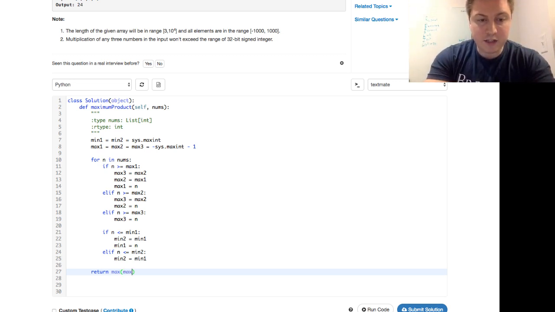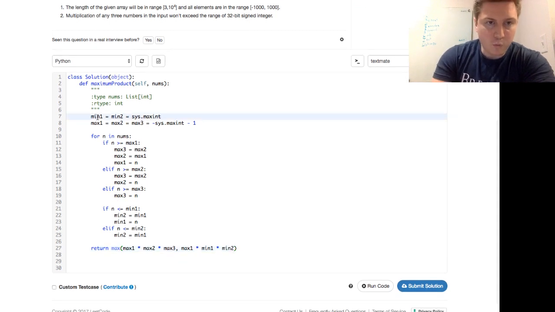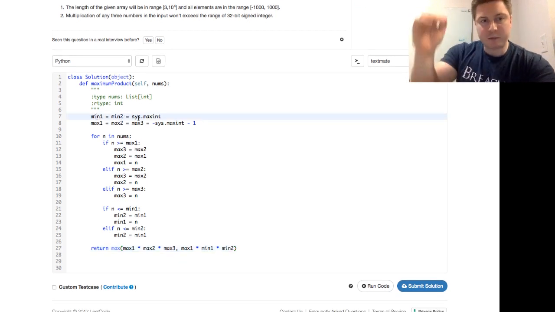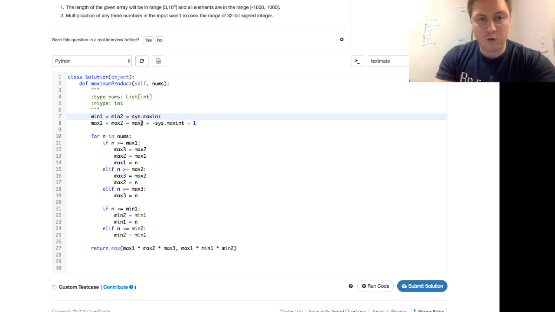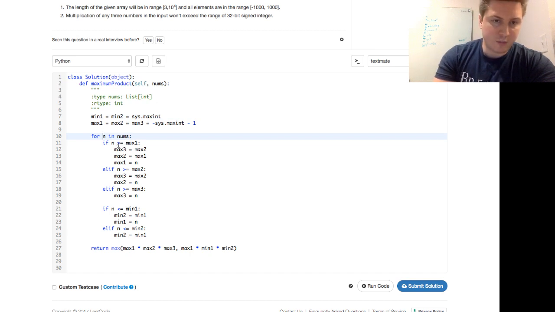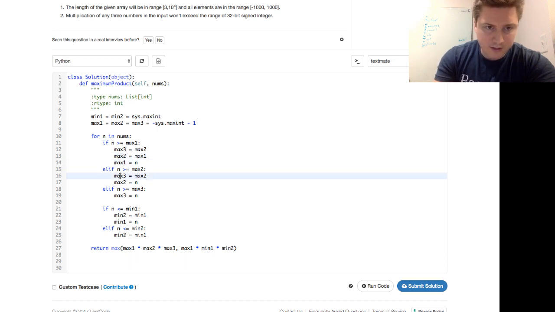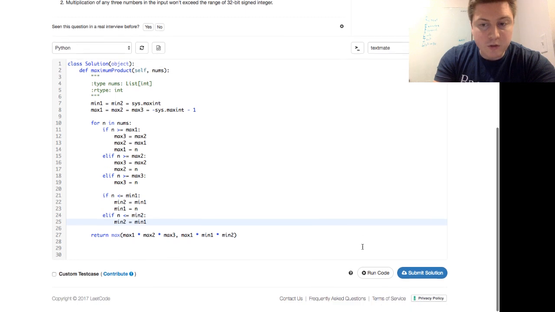So that will be max 1 times max 2 times max 3, and max 1 times min 1 times min 2. Let's take a quick stroll through the code before testing it. We instantiate our mins to be the biggest numbers possible, the maxes to be the smallest numbers possible, so we can overwrite those. We walk through the list, and we have that kind of waterfall, which I'm just going to double check that everything looks correct here. And everything appears to be on the up and up, so let's go ahead and submit the solution.